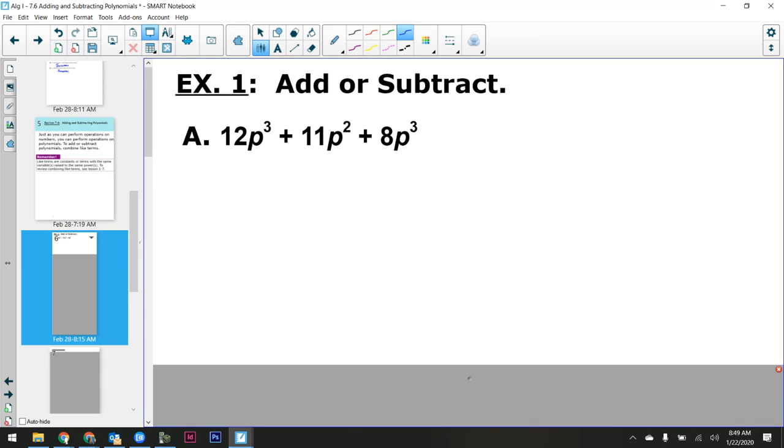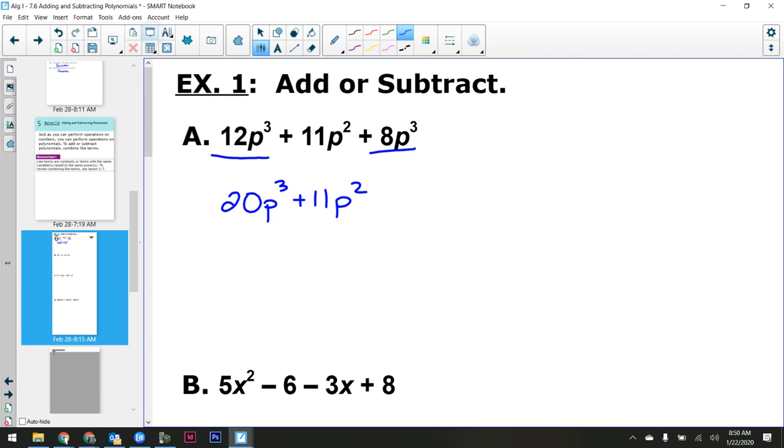Don't we sound fancy? Maybe I should put my pinky up when I write these things. Maybe I'm starting with tiny doors and drinking out of tiny cups. 20p to the third plus 11p squared. That should be super simple: just add the numbers out front. This is the same thing we were doing before with combining like terms. You're like, Mr. Labrick, give me 1,000,000 of these on the quiz. I can do all of them.